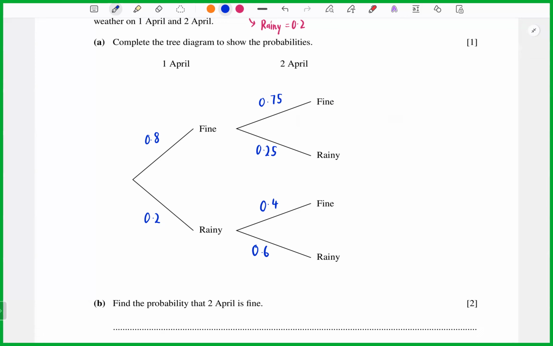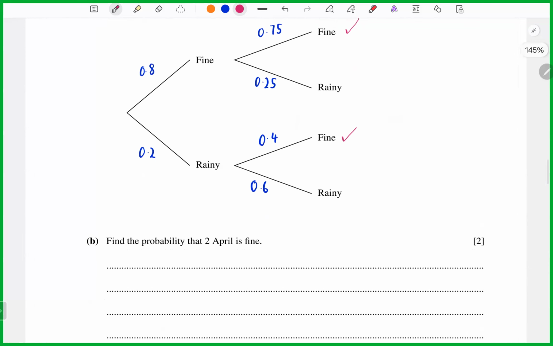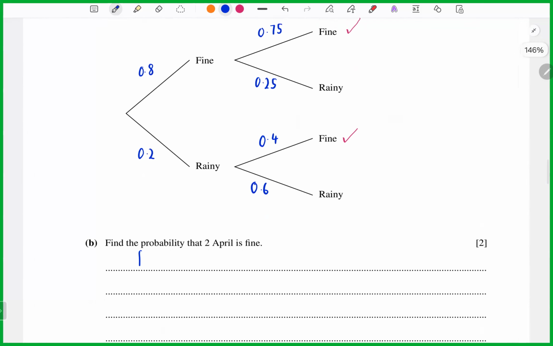And then see question B: find the probability that 2 April is fine. So we will focus on these 2 probabilities here. The probability that 2 April is fine will equal 0.8 multiplied by 0.75 plus 0.2 multiplied by 0.4. So this is your answer here.